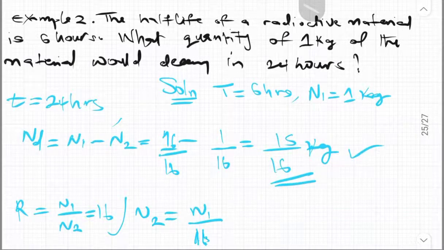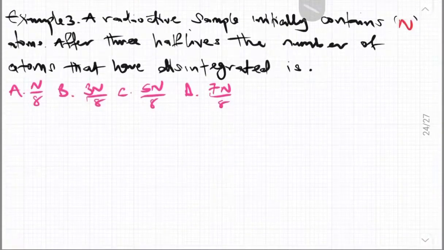All right, so let's check out the next example. As usual, you pause the video and try this out. We have a radioactive sample that initially contains N atoms. After 3 half-lives, the number of atoms that have disintegrated is. Now a radioactive sample initially contains N as the initial number of atoms.